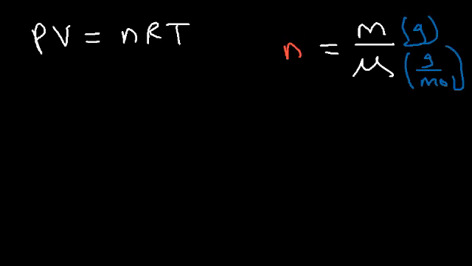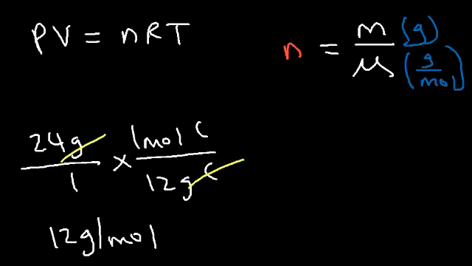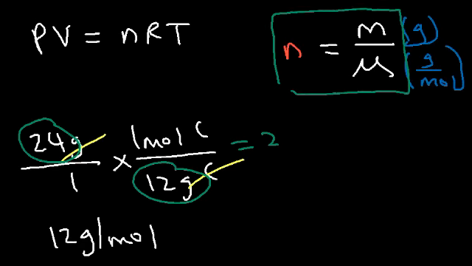Let's say we have 24 grams of carbon. Now the molar mass of carbon, or the atomic mass, if you look at the periodic table, is 12. It's 12 grams per mole. So what this means is that 1 mole of carbon has a mass of 12 grams. And so to get the moles, we need to divide the mass of 24 grams by the molar mass of 12 grams per mole. And so we'll get 2 moles. So therefore, this equation is true. Moles is equal to mass divided by molar mass.